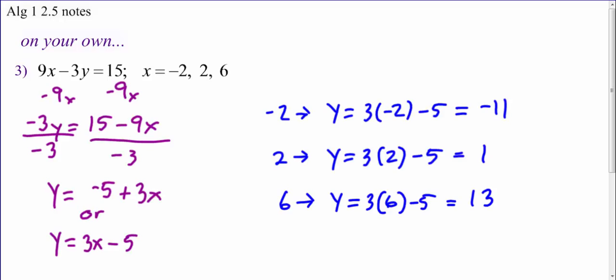Welcome back. You can see my solutions here. First, as the instructions called for, we solved for y. I found that y was equal to negative 5 plus 3x, which I prefer to write as 3x minus 5, although either way would be totally fine. And then you can see I plugged in the 3 given values, negative 2, positive 2, and 6, and got the results that you see there. All right, so there's a little bit of work on these, but the main thing is, can you solve for y? If you can, plugging in numbers, not too big of a deal.